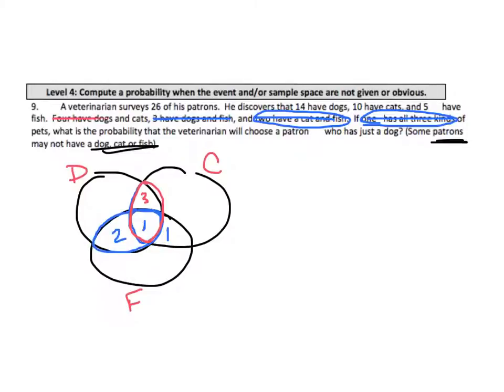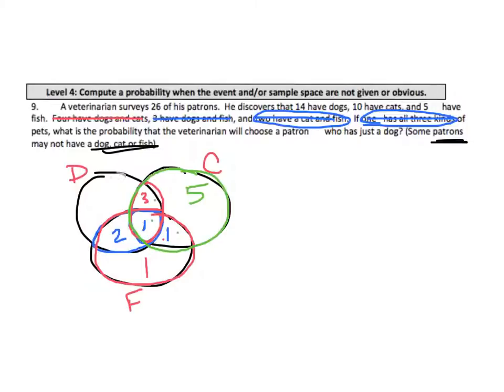Okay, and then working all the way to the outside. It says 5 have a fish. So in this fish circle, I need this to total 5. So I already have 4 in the 2, the 1, and the 1, that's 4. So I just need 1 person that only has a fish. And then let's go in the cat circle. So in the cat circle, I have 10 people that have cats. Well, I already have 5 with the 3, the 1, and the 1, so I just need 5 more people that only have cats.